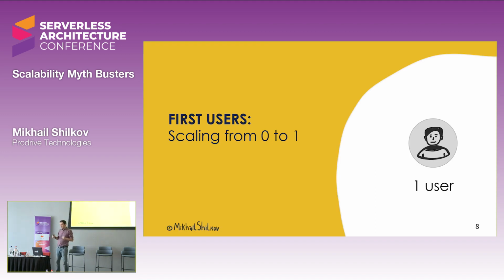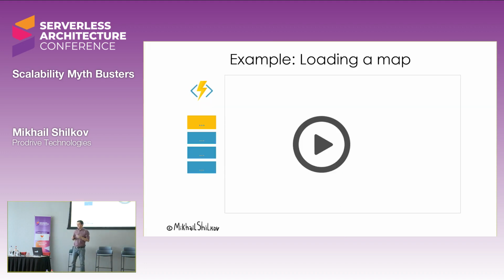So the plan for my presentation is to go through this scaling progression from 0 to 1,000,000 users and see what kind of problems you might get along the way. So let's start with just 1 user. We deployed our serverless application somewhere, and I'll have 1 example here. This is basically a GIF recorded from a web browser.